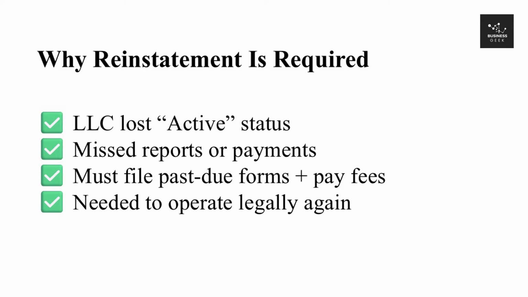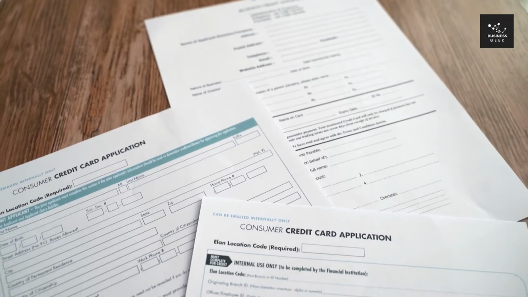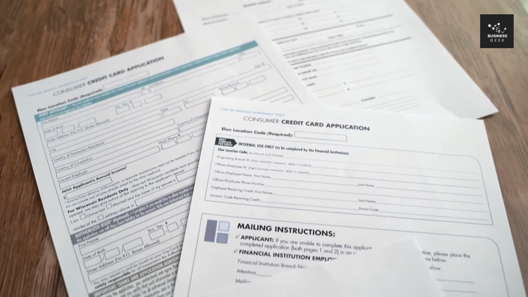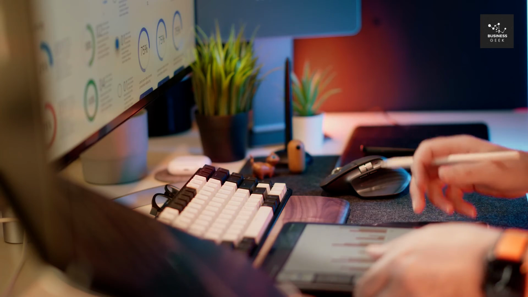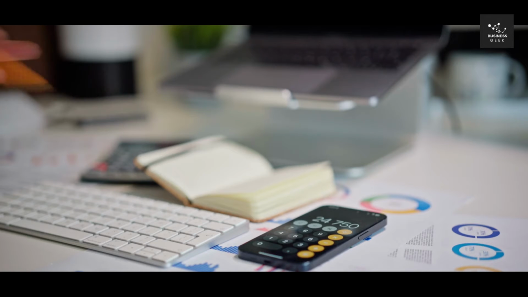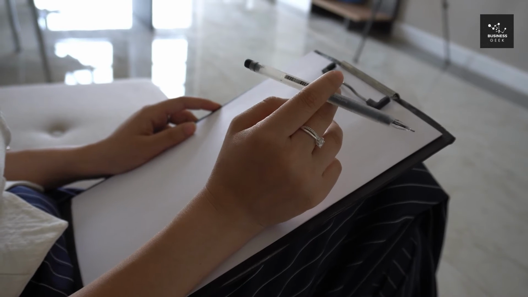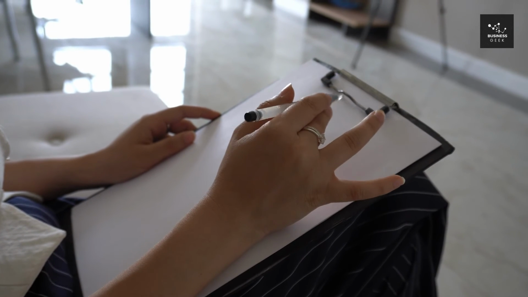So first, the question is why reinstatement is even needed. Your Texas LLC could be forfeited or suspended if you've missed the Texas Franchise Tax Report, the Public Information Report, one or both of these for consecutive years. Your LLC may have lost protections, legal status, and access to bank accounts or contracts. To bring it back, you need to file all past due reports, pay franchise tax penalties and interest, and file a certificate of reinstatement with the Secretary of State.